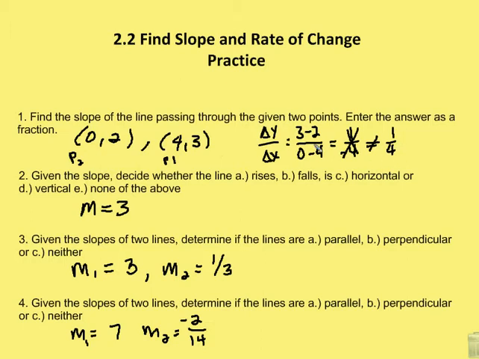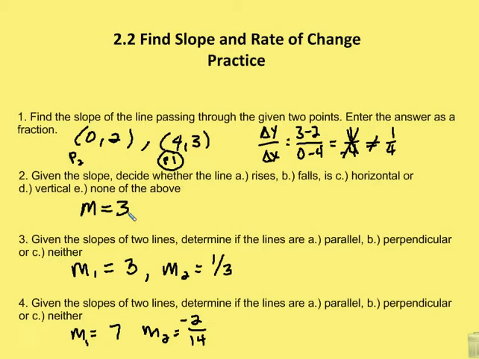So 1/4 is your correct answer. Remember to start and stay with 1 point first as you figure out the changes from one position to the other. Okay, number 2, given the slope, decide whether the line rises, falls, is horizontal, vertical, or none of the above.